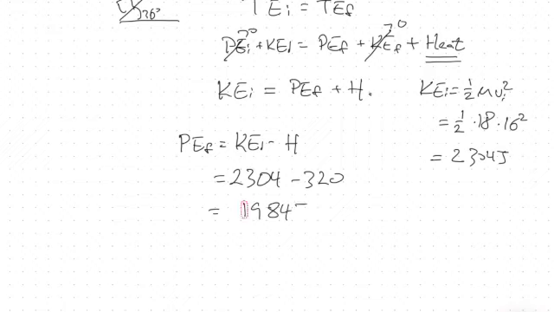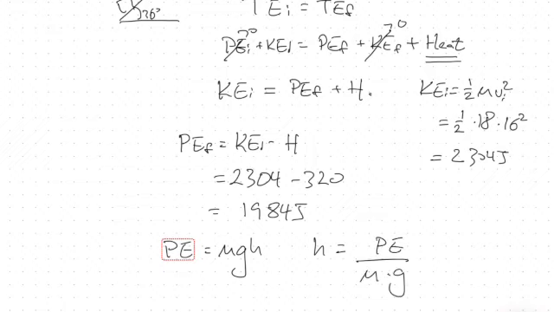1,984 joules, and potential energy equals mgh. So h equals the potential energy divided by mg. That's 1984 divided by 18 times 9.8. So in this case, we get 11.2 meters, which is the same as 11 meters rounded.